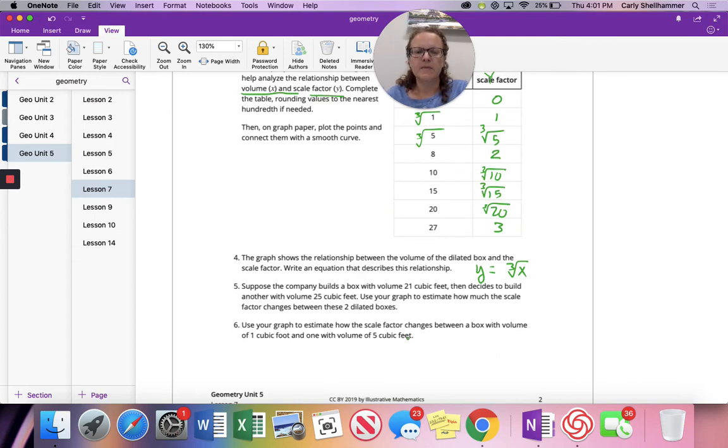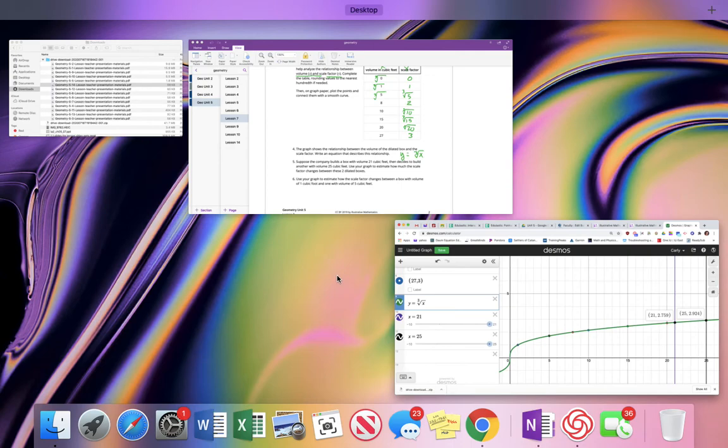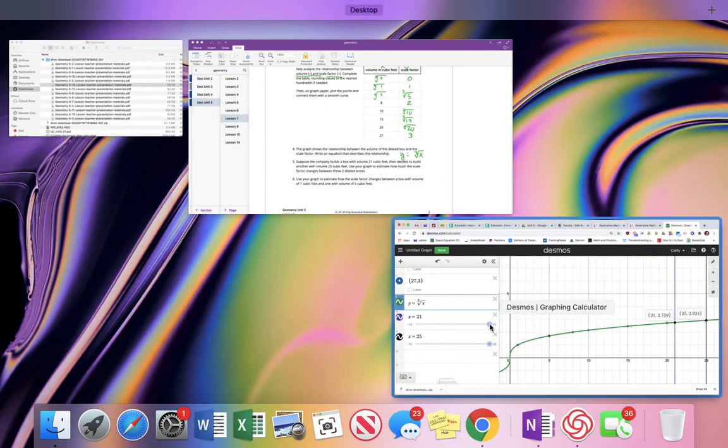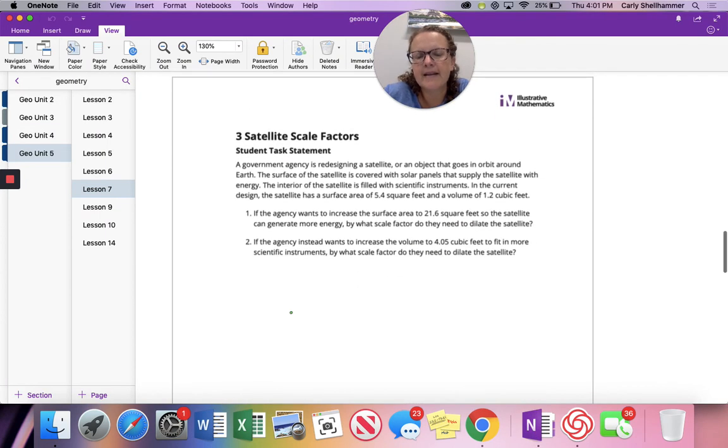Use your graph to estimate how the scale factor changes between a box with a volume of 1 and a box with a volume of 5. Okay. There's our 1 and 5. It's already on the graph. And it's that cube root function. Cool. All right. Satellite scale factors.